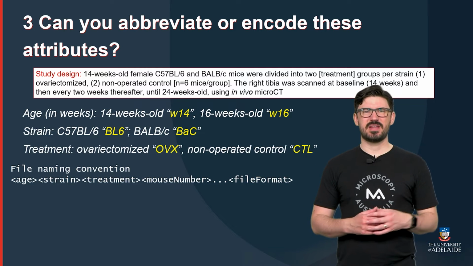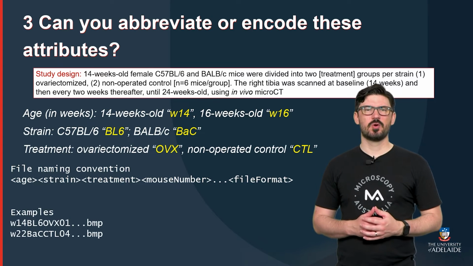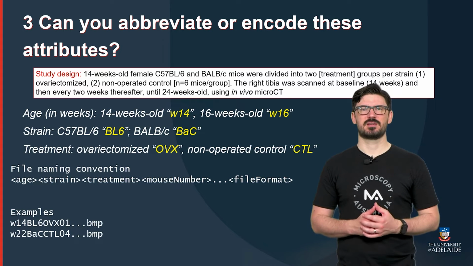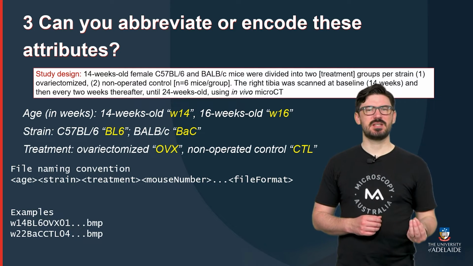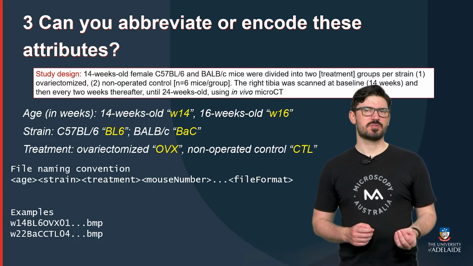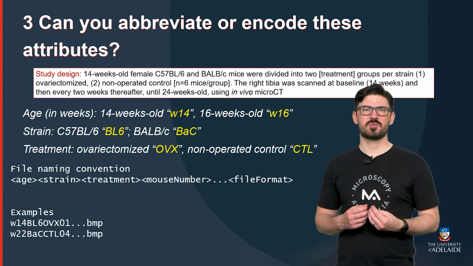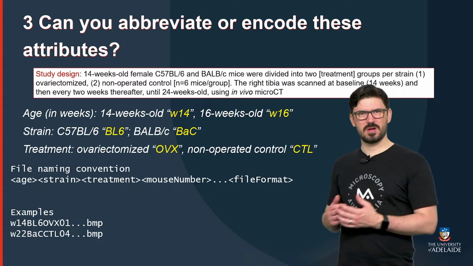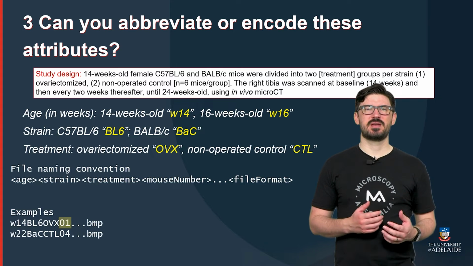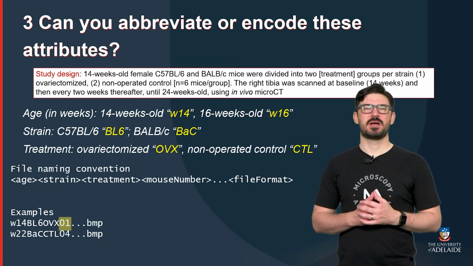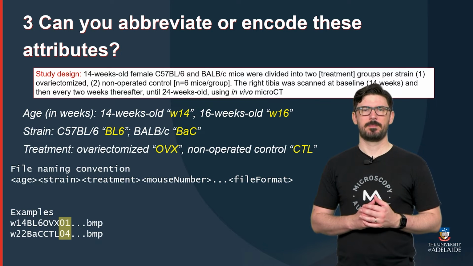And so we can now enter the abbreviated attributes or codes in our examples, and these file names become a lot more succinct. And because we consistently used 2 or 3 characters for each attribute, the attributes, when listed within our file directory, are now going to be well aligned. From our previous example, mouse ID number 01 is going to be in our list of file names well aligned above mouse ID number 04.